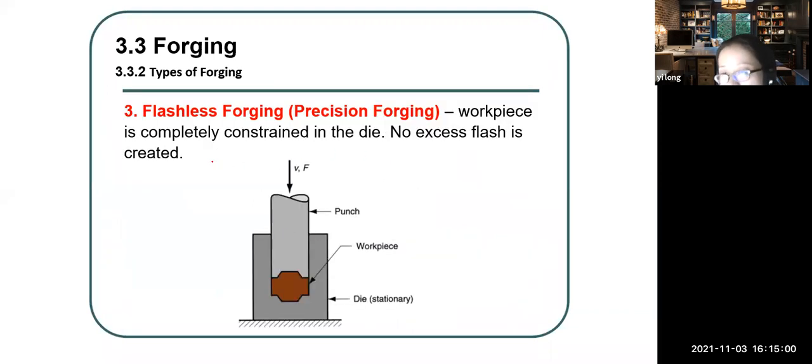So we have this precision. Everything is constrained by the die, so no excess flash is created. So that's the three things.